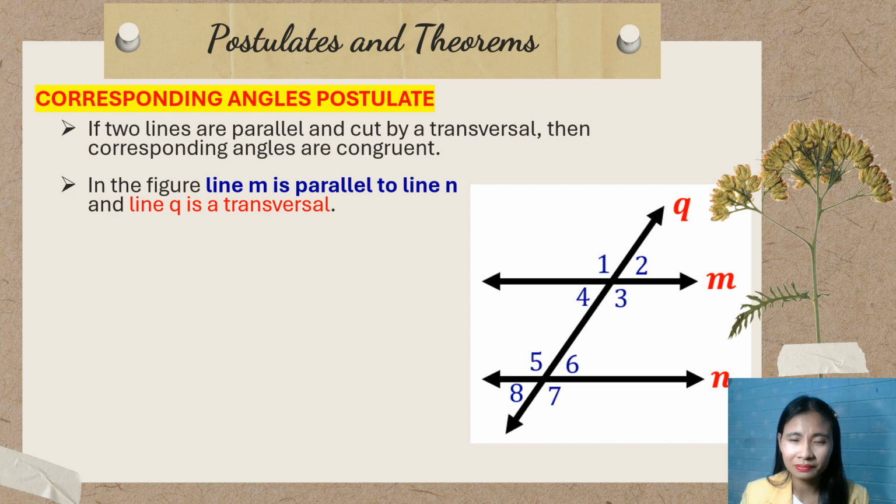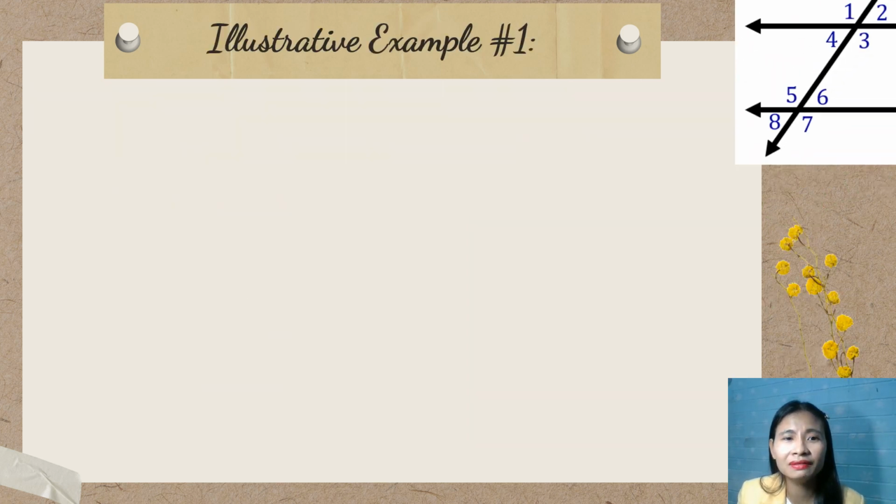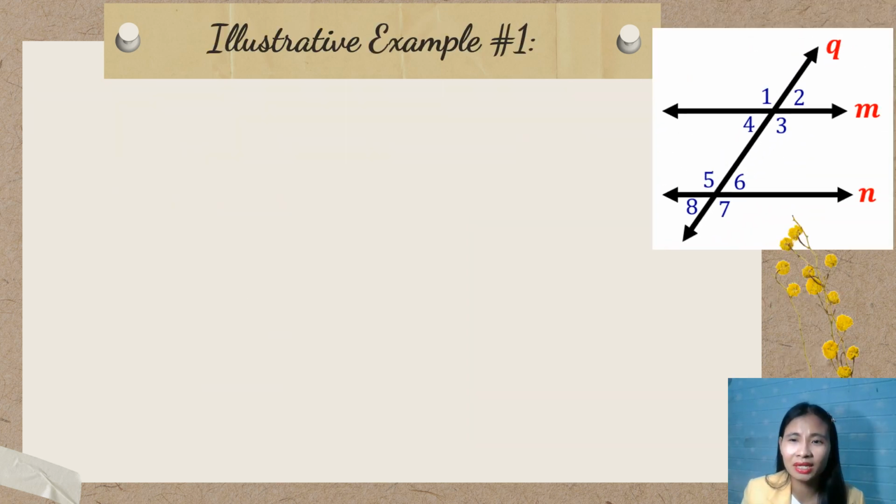Which means, using the corresponding angles postulate, we can conclude that angle 1 is congruent to angle 5. That's one pair of corresponding angles. Angle 4 and angle 8. Angle 2 and angle 6. And angle 3 and angle 7. Meaning, the pairs of corresponding angles are congruent. That is by the corresponding angles postulate, or CAP.